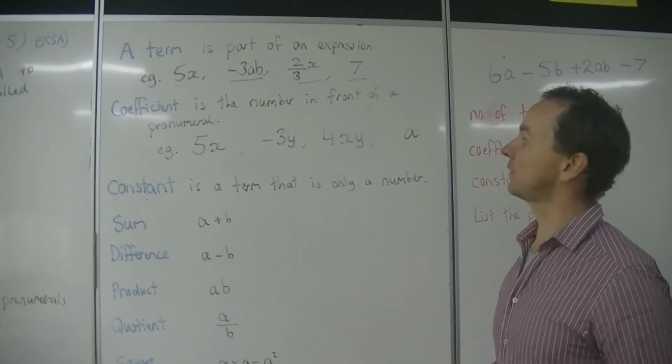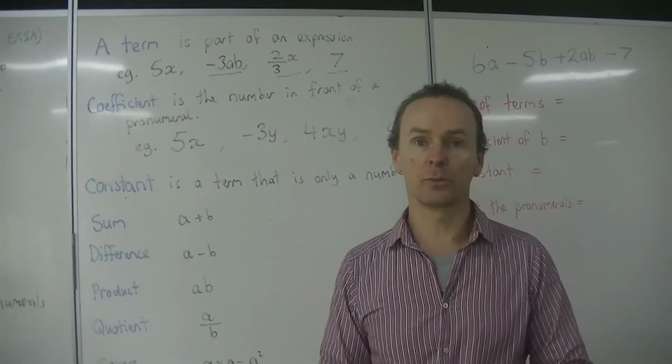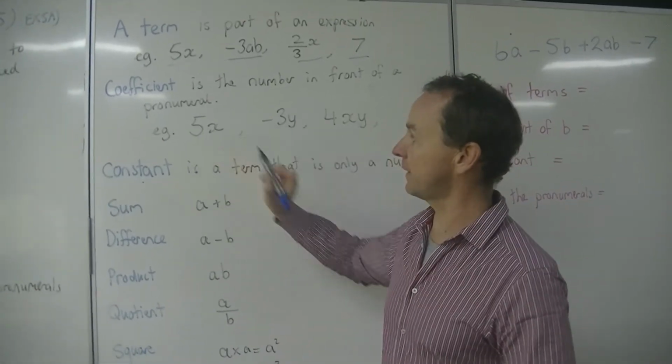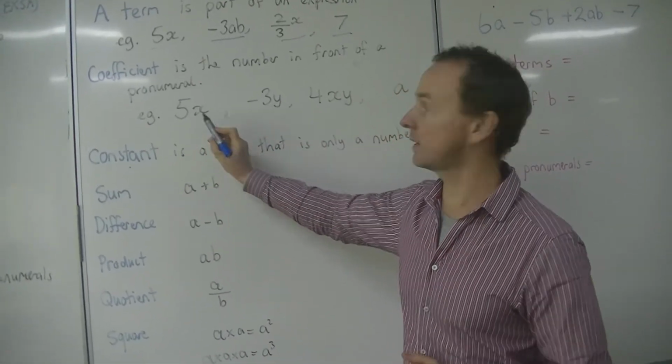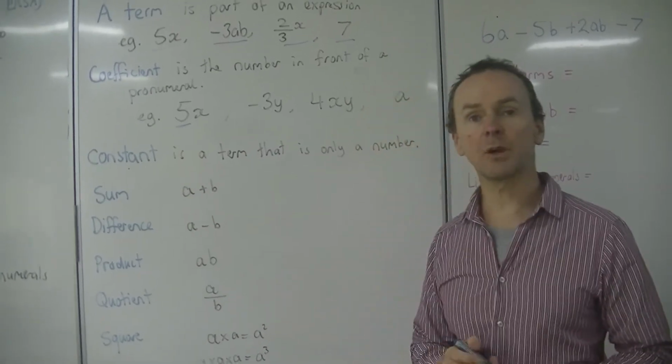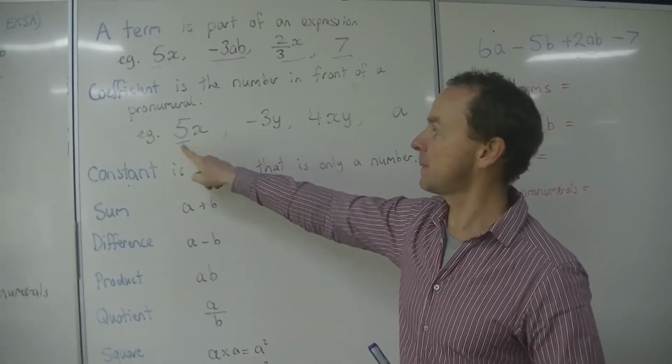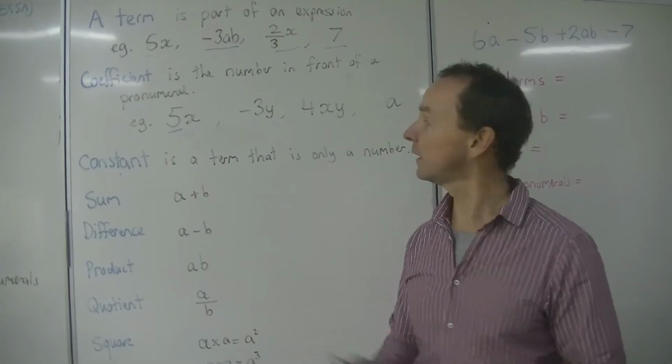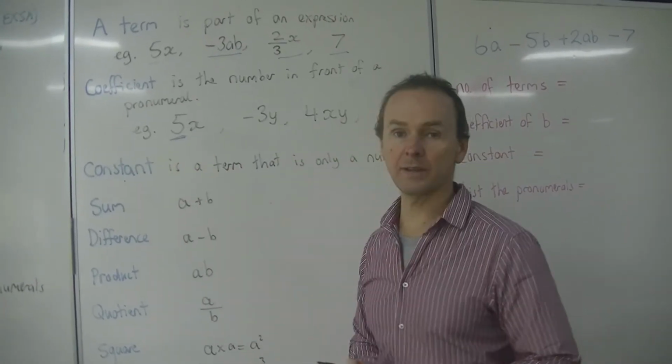A coefficient is a number in front of a pronumeral. So if you have a look here, we've got 5x, so the coefficient of x is 5. So sometimes I say, what's the coefficient of x? And people say it's 5x. That is not right. It's just a number. It's 5, which is out the front of it.